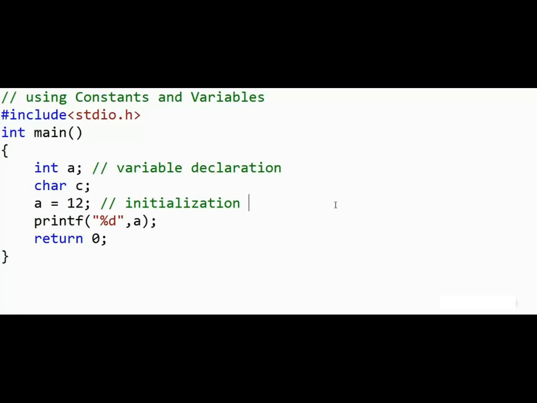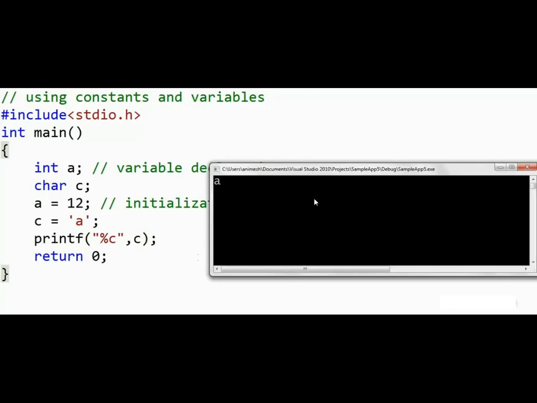Now I can initialize my character variable with a character constant. A character constant is written as a character within single quotes. To print the value in a character variable, instead of writing %d, write %c and then pass the variable c as another argument. Printf will now print the character for you.